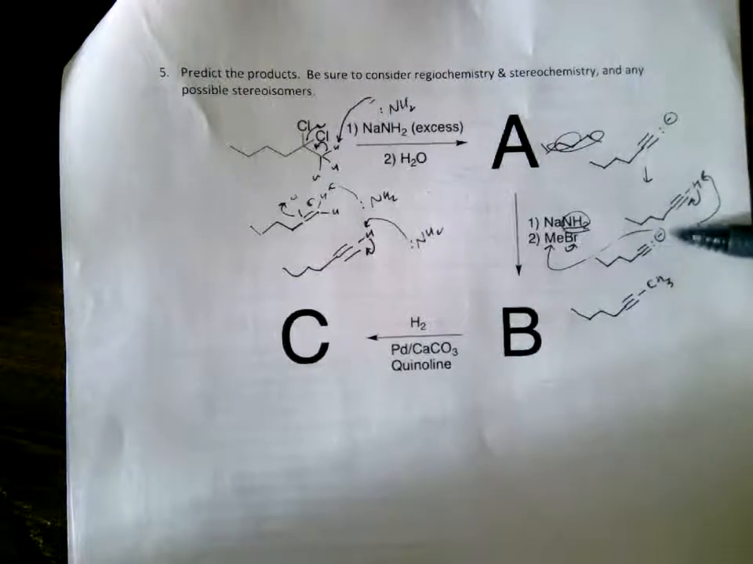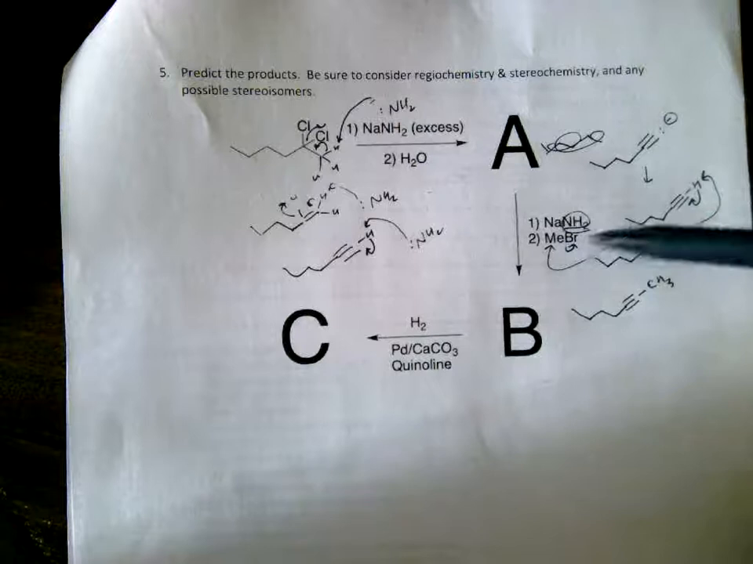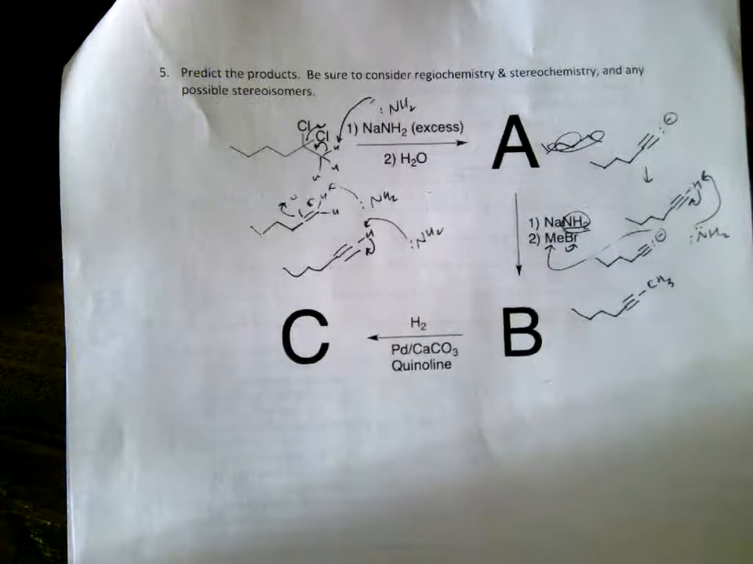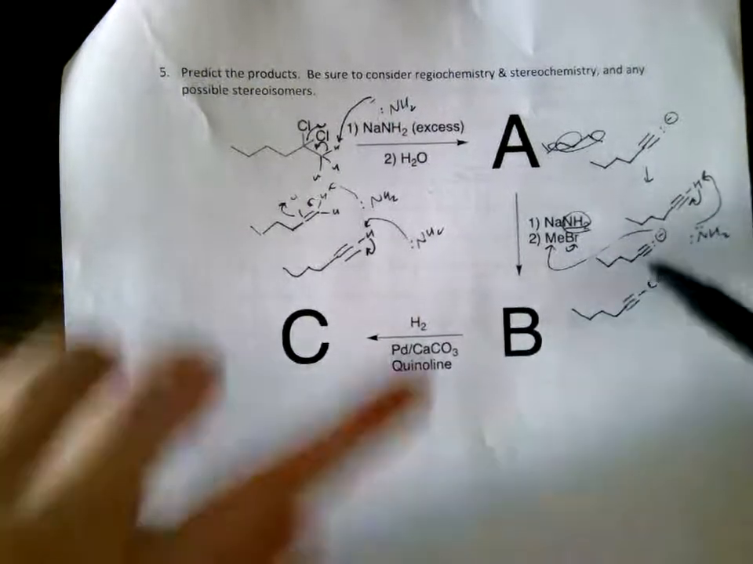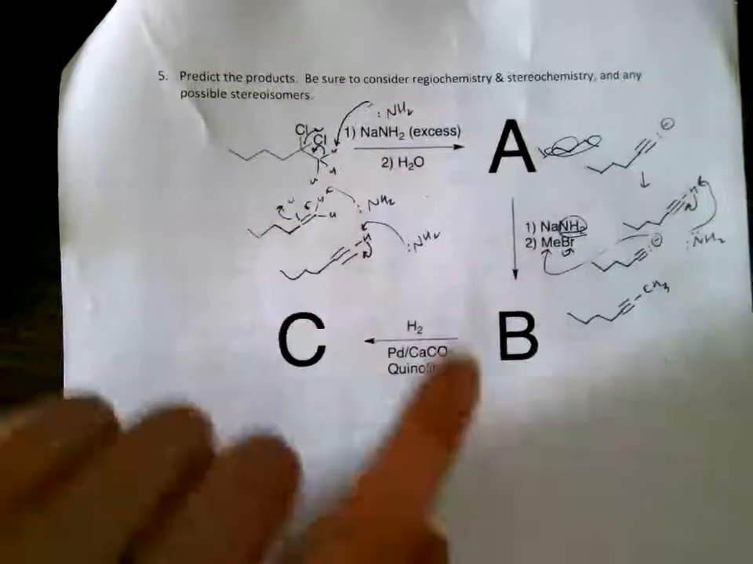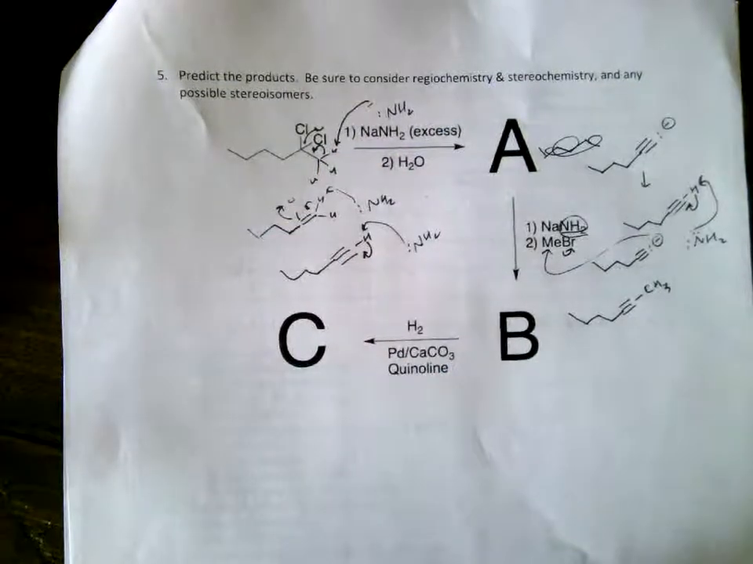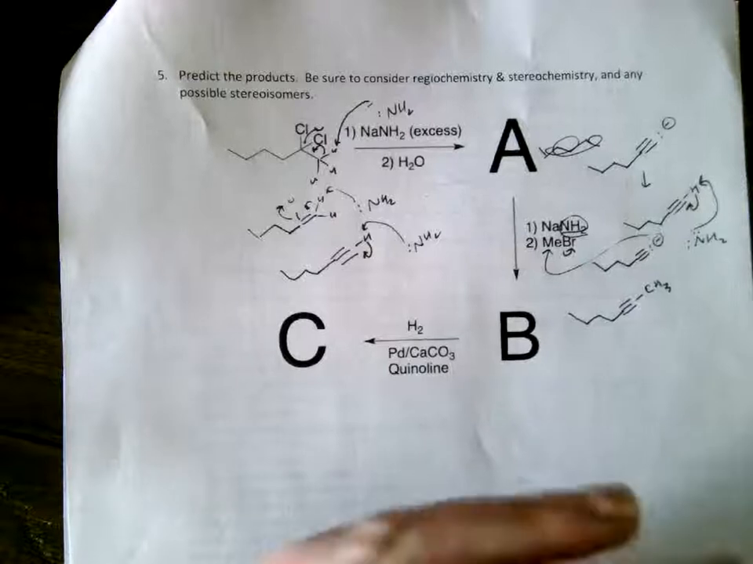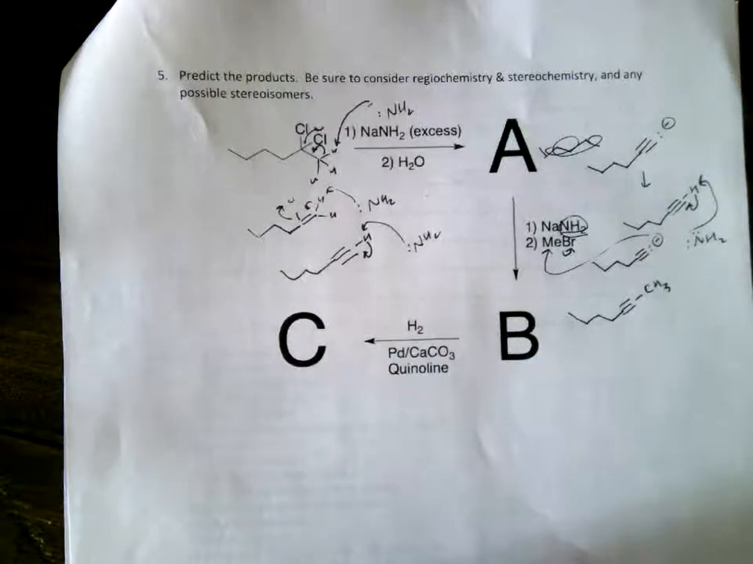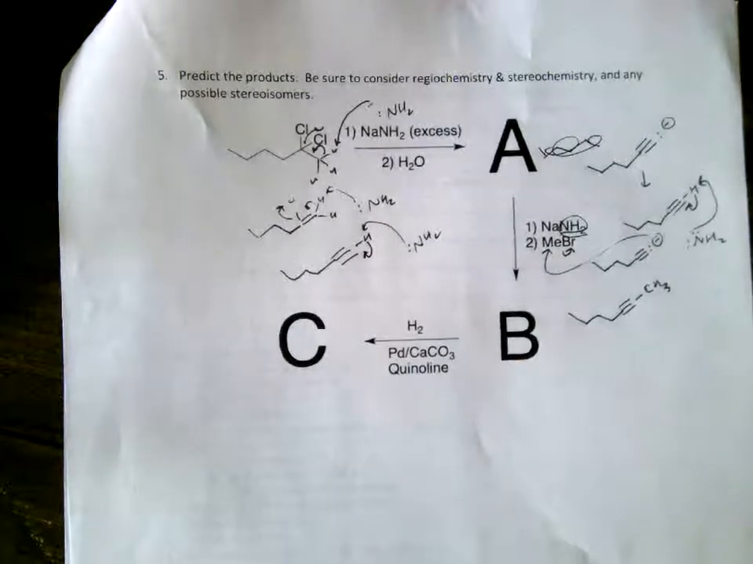Substitution or elimination? Well, this is a strong nucleophile and this is a good leaving group. So yeah, probably a substitution. And we learned specifically about NaNH2 and using primary alkanes to get substitution reactions with these kinds of reactions. So we spent time specifically on this at the end of chapter 7.